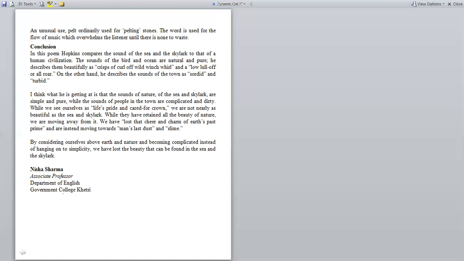I think what he is getting at is that the sounds of nature, of the sea and the skylark, are simple and pure, while the sounds of people in the town are complicated and dirty. While we see ourselves as life's pride and cared-for crown, we are not nearly as beautiful as the sea and skylark. While they have retained all the beauty of nature, we are moving away from it. We have lost that cheer and charm of Earth's past prime and are instead moving towards man's last dust and slime. By considering ourselves above earth and nature and becoming complicated instead of hanging on to simplicity, we have lost the beauty that can be found in the sea and the skylark.